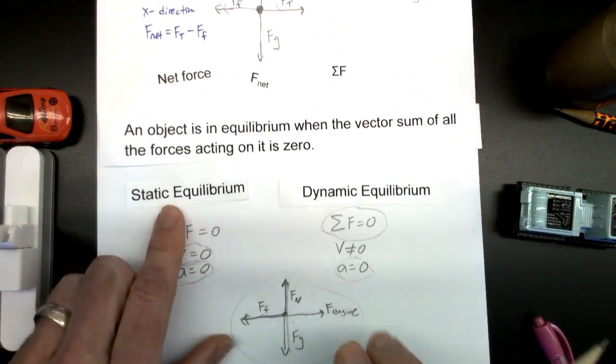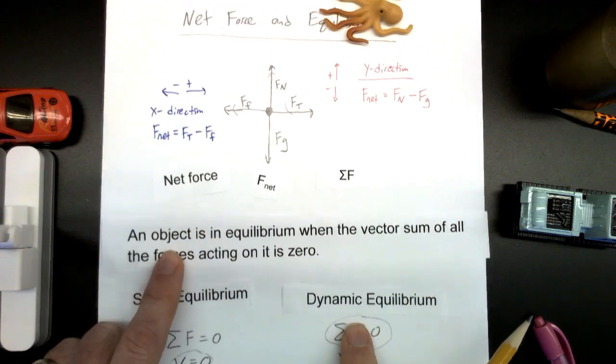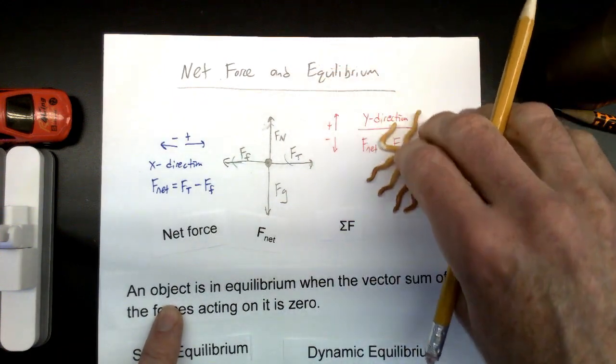So there's static and dynamic equilibrium. Here's our definition of equilibrium, and we also talked about net force.